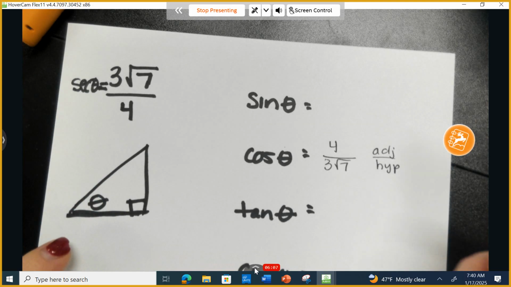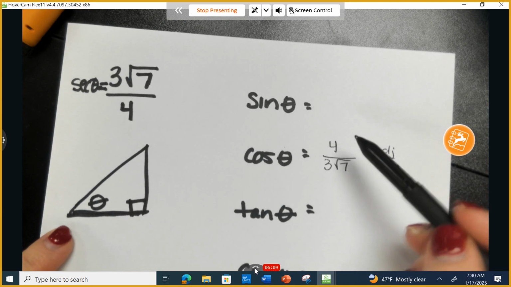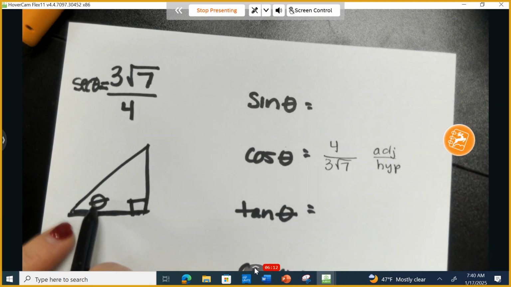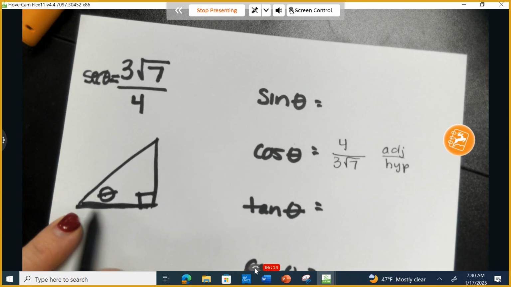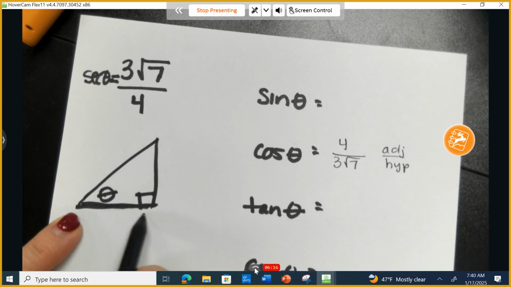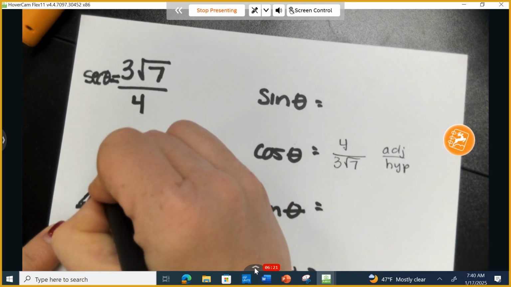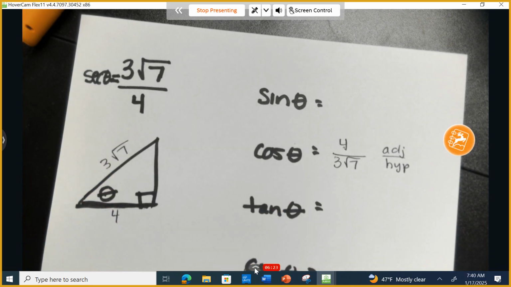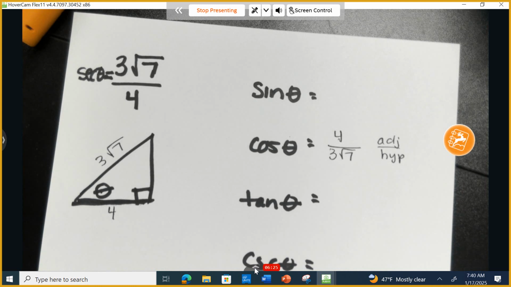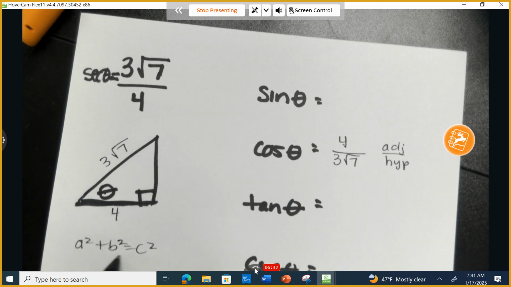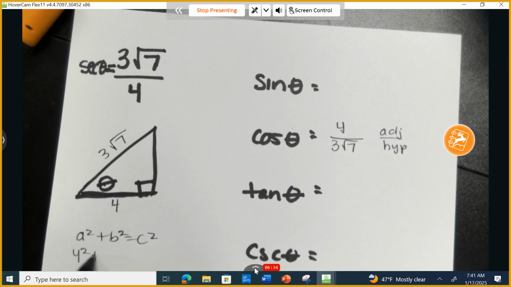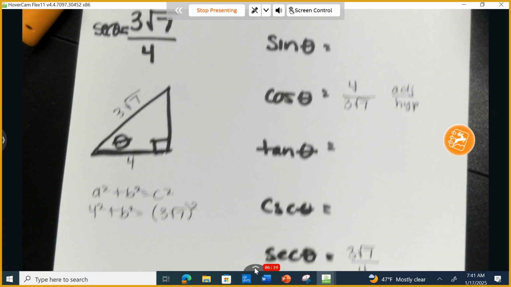And now I'm going to place these numbers in the correct positions on this right triangle. Adjacent from this angle would be this length. Remember, there's hypotenuse and adjacent to help create this angle. Adjacent is a length of 4. Hypotenuse is a length of 3 square roots of 7. And now I have one missing side to identify. A squared plus B squared equals C squared. 4 can be either the A or B, it doesn't matter. 4 squared plus B squared equals 3 square roots of 7, squared.